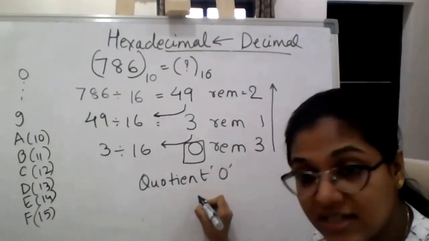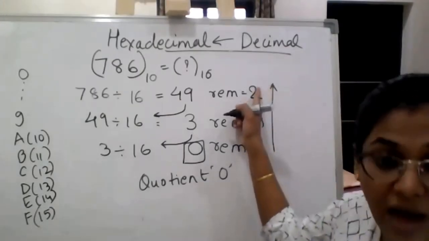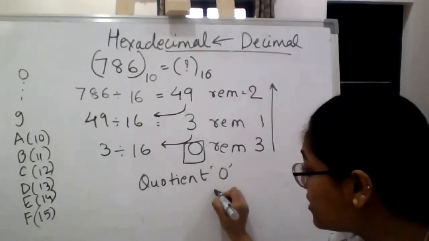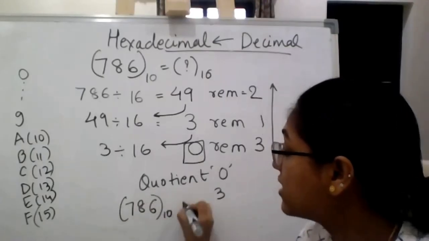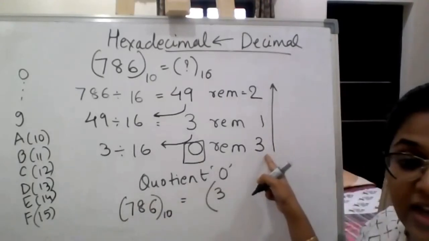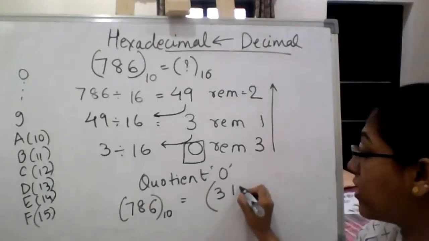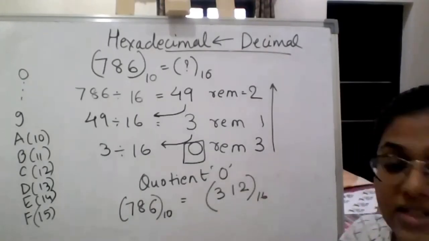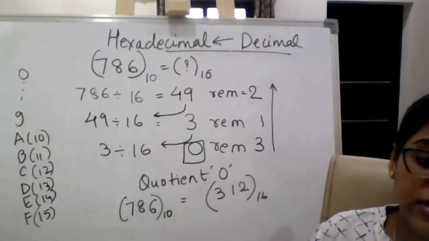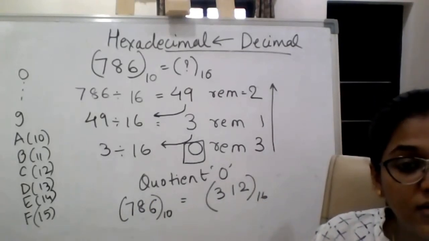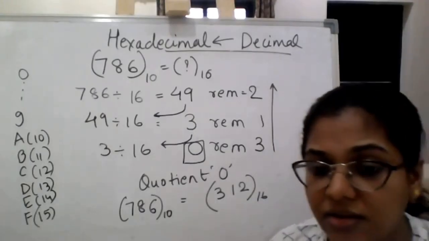So my answer is going to be from down to up. I am going to start counting. The hexadecimal value of decimal 786 is going to be 312. Understood? Clear?